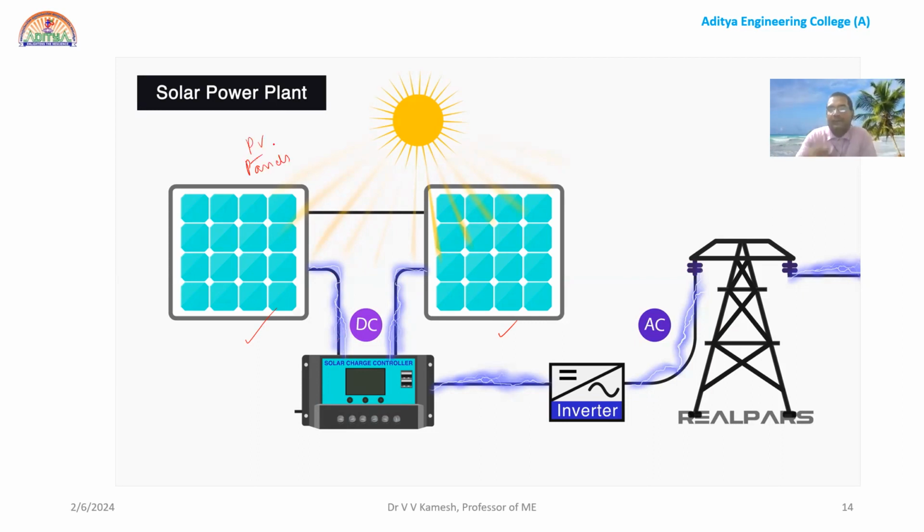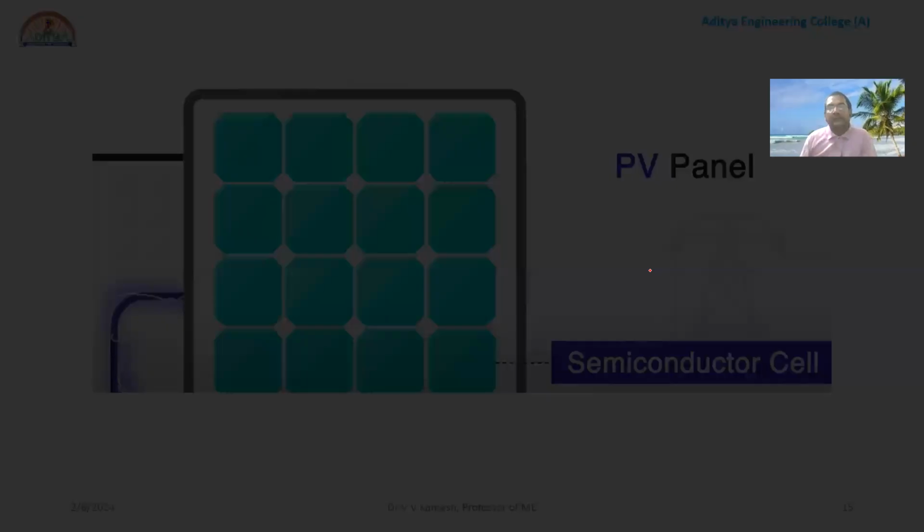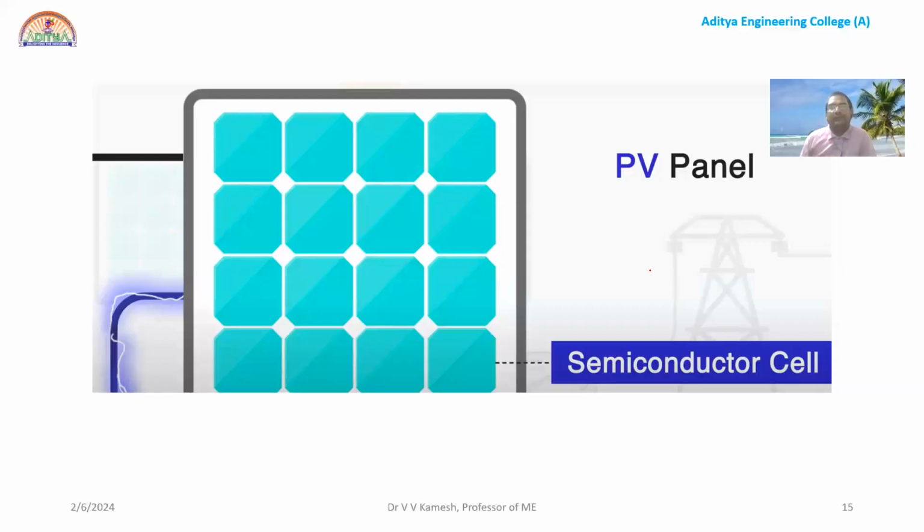We are calling them PV panels, photovoltaic panels, right? From this, DC energy will come directly, and through the controller we are storing the energy in the batteries, and we are converting it into AC, right? So this is called a PV panel. Here we have semiconductor cells inside. By this we are able to store the energy in the batteries directly.